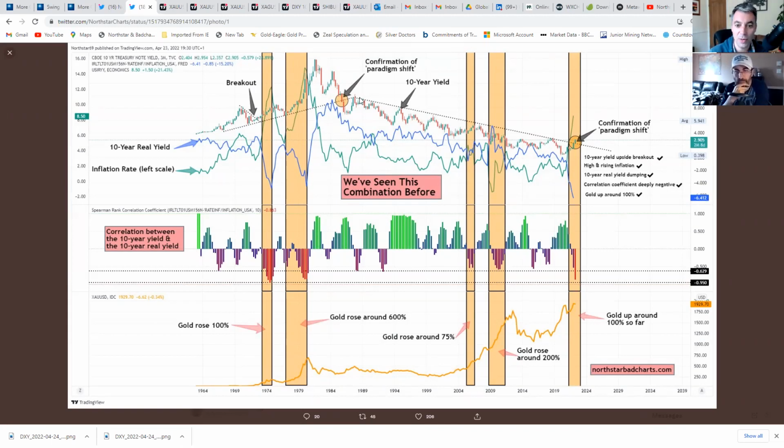So what I've done here, I've drawn a support line on the 10-year yield and then a resistance line. What it shows is that in the 1970s and up to 1980, there was a particular trend in place, a particular paradigm, if you like. There was a particular macro environment that existed during that time frame, and that changed. Well, it actually changed after we peaked here in 1980.